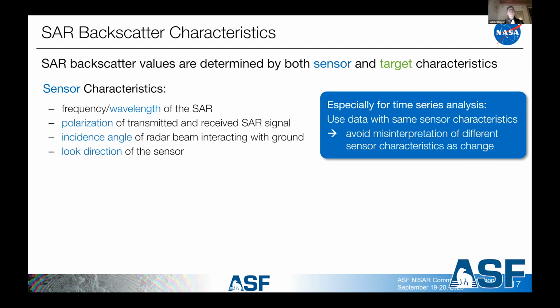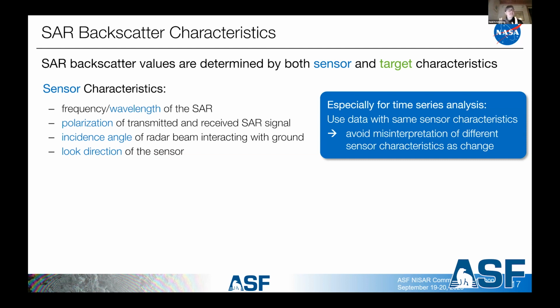If you're comparing data sets that were collected with different sensor configurations, you may be misled to think that there's a difference happening on the Earth's surface when really it's just a difference in the way that the image was generated. So some things to be aware of are the wavelength or the frequency of the SAR sensor and the polarization of the transmitted and received SAR signal. We'll be going quite a lot in depth into those two in future slides, but I want to mention those.